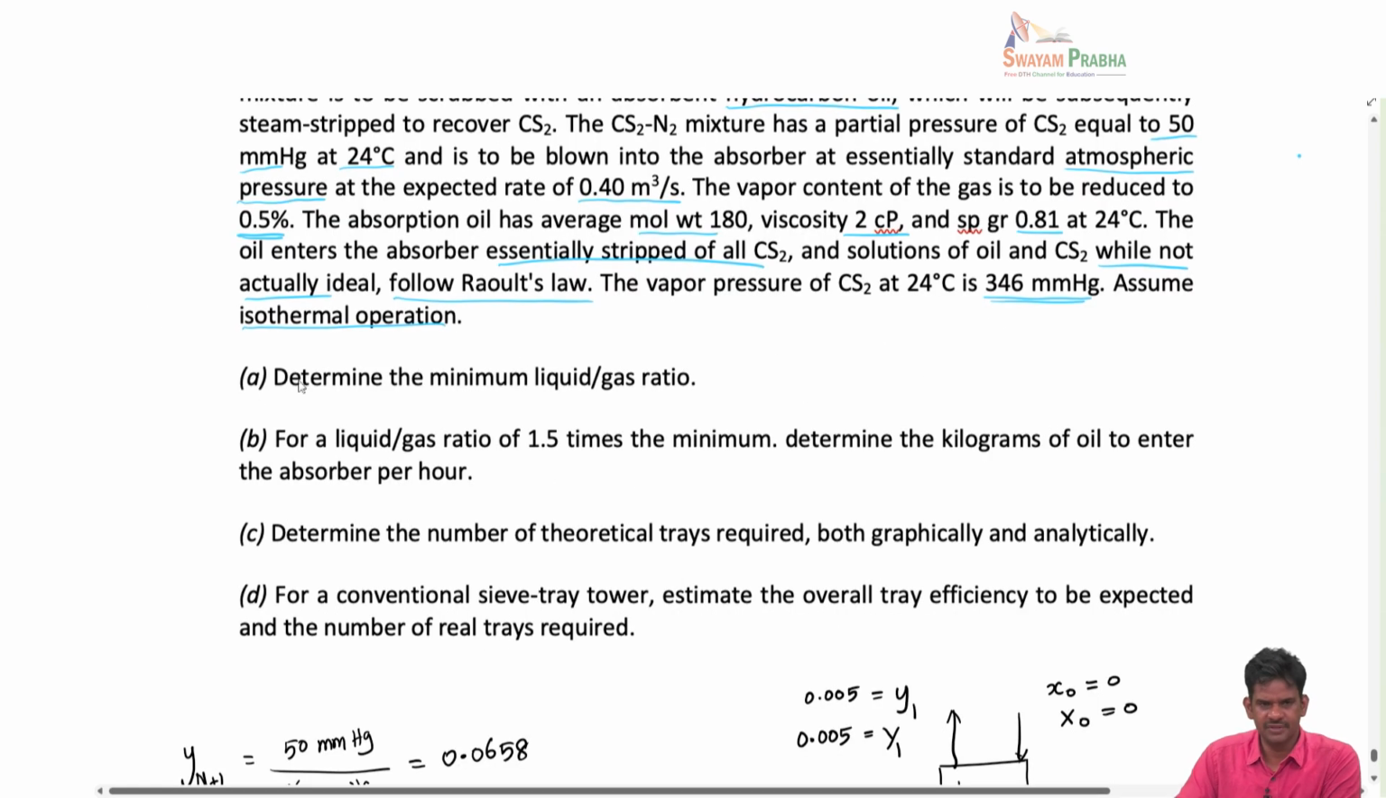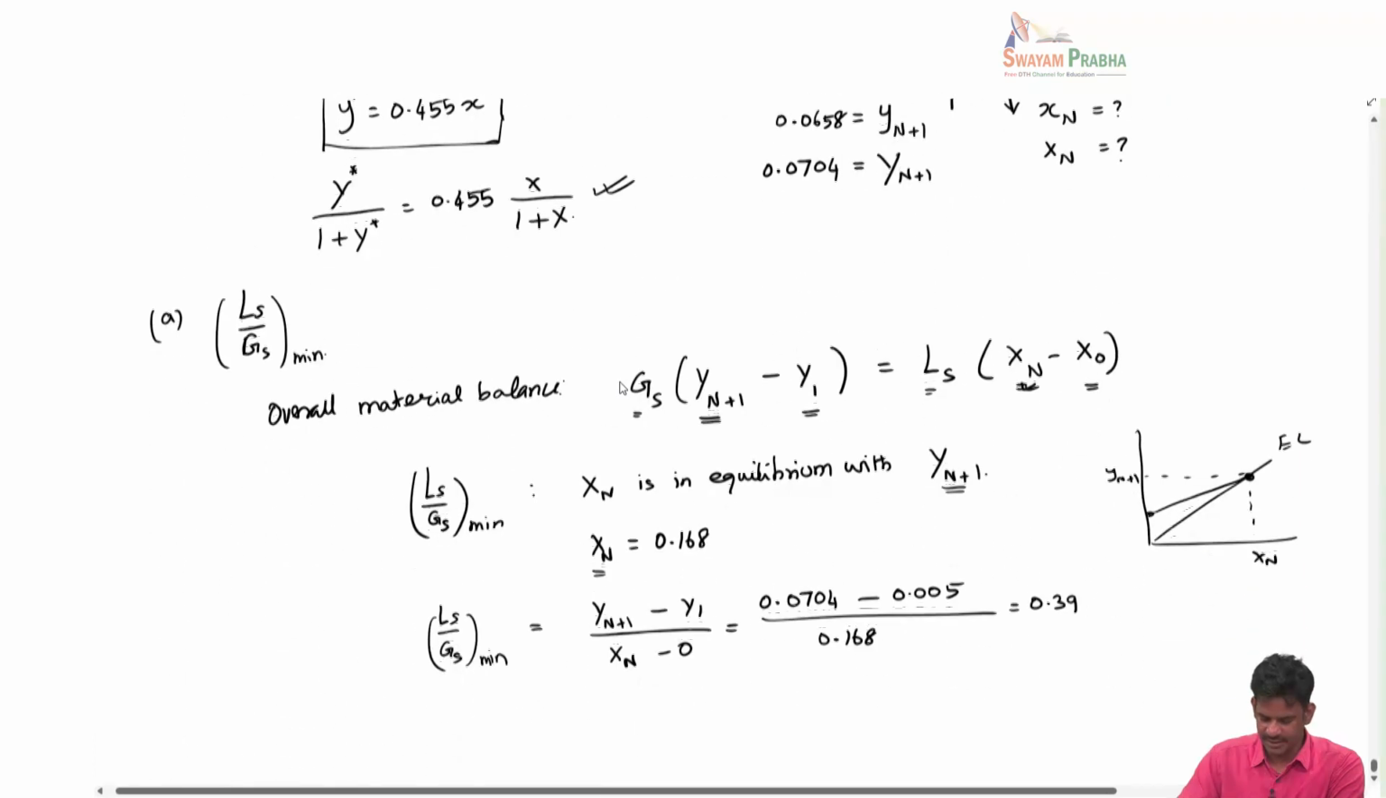So this problem is a little bit ambiguous, because it says determine the minimum liquid to gas ratio. It does not say whether it means solute free liquid to gas or the total liquid to gas. Okay, that is not very clearly mentioned. So I will assume it is the solute free molar flow rates, Ls by Gs. But if you want L by G, you know how to calculate that. Okay, so you know the corresponding mole fraction at the entry point, and then you basically use that to get L by G.